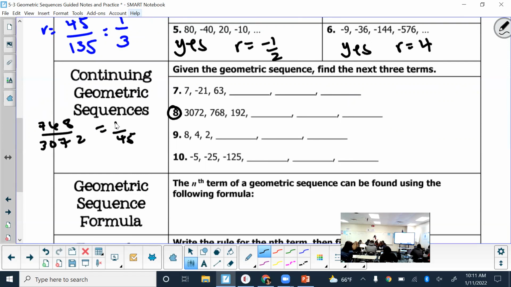1/4 or 0.25 is correct. 1/4, or in other words, dividing by 4, but the ratio is 1/4. So do that each time. What's 192 times 1/4? 48, good. What's 48 times 1/4?